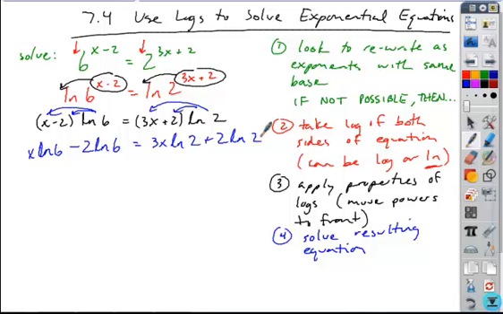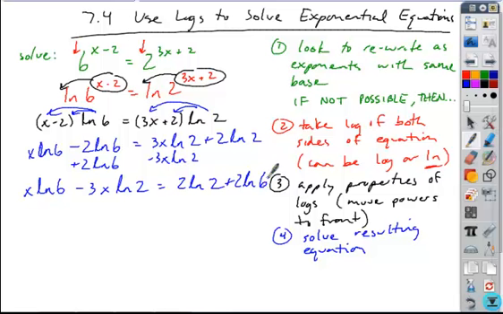So all I've done here is I've started to solve this resulting equation by distributing and getting rid of my grouping symbols. Now I'm going to combine my like terms. Since I'm solving for x, I need to get all the terms that contain x on one side of the equation. So I'll move them over to the left. So the x ln of 6 will stay. I'll subtract 3x ln of 2 from both sides. That moves all my terms with the variable on the left. My 2 ln of 2 stays. And I'm going to add 2 ln of 6 to both sides. That moves all my constants to the right.